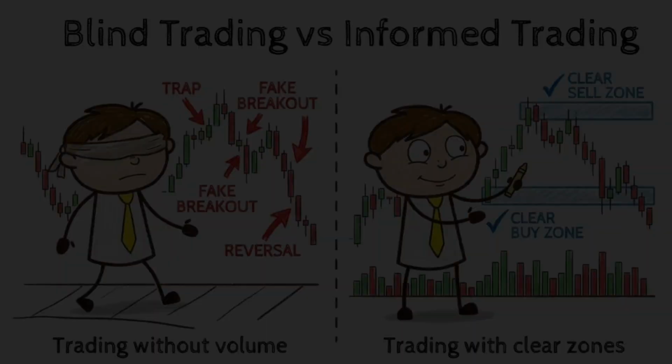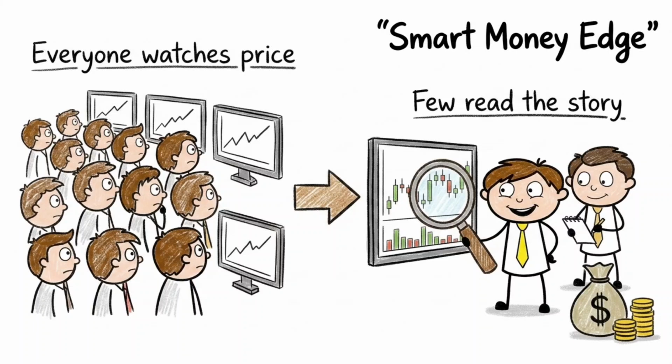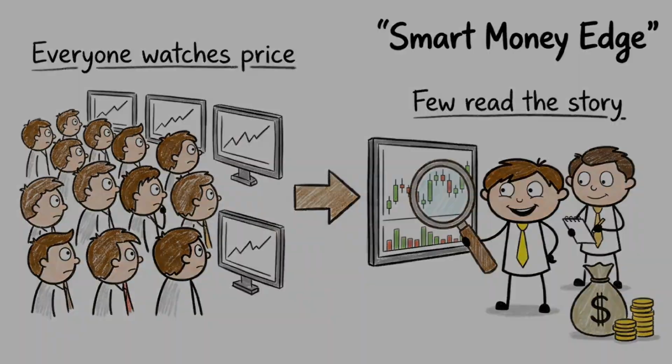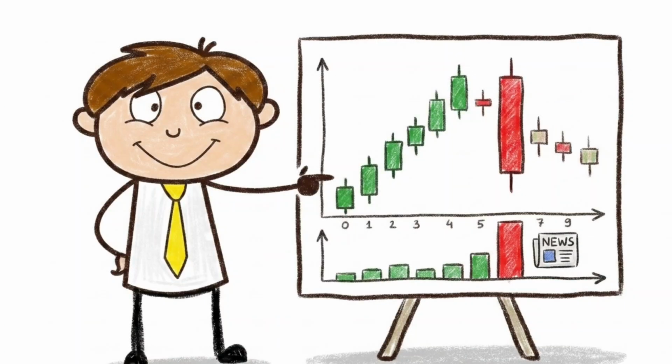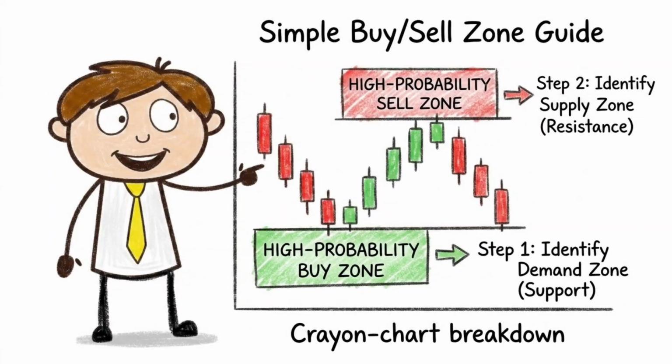This is where volume changes everything, because while everyone else is watching price, professionals are reading the story behind it. And once you learn how to combine price with volume, the market starts to make a lot more sense. Suddenly, those confusing moves become predictable. Those random reversals, not so random anymore. In this breakdown, we're going deep into exactly how that works, step by step, so you can start identifying high probability buy and sell zones with far more clarity and confidence.